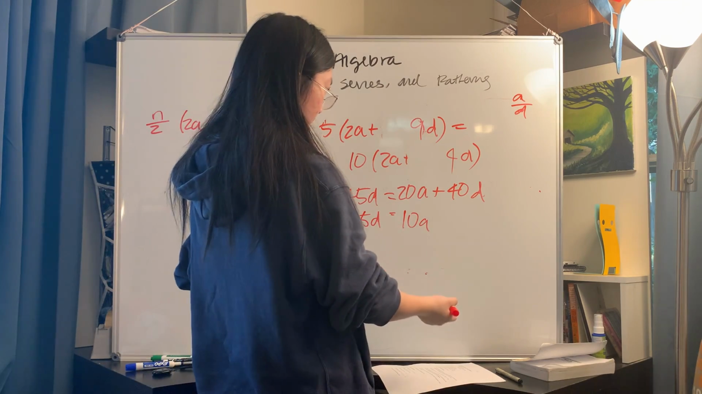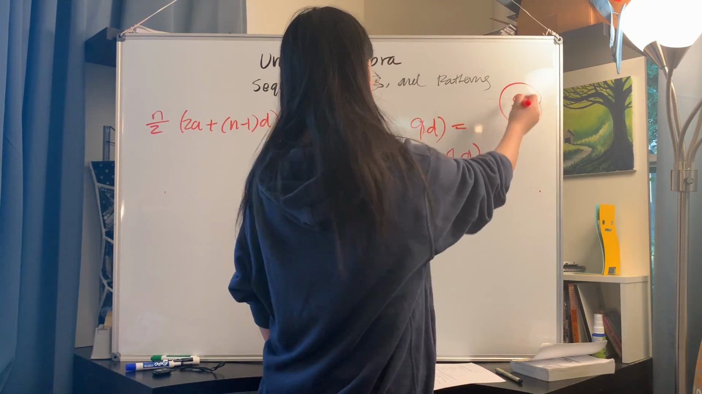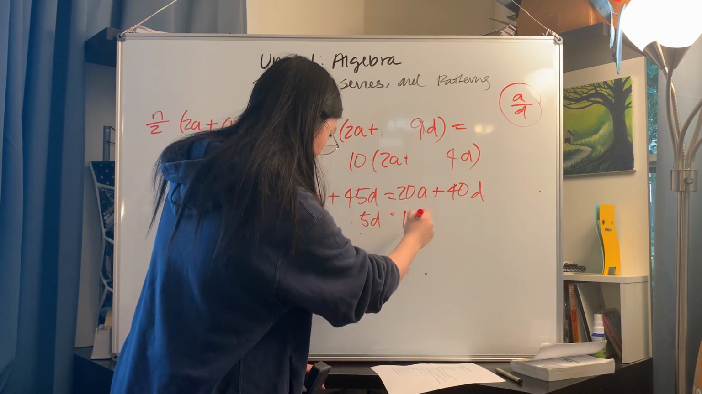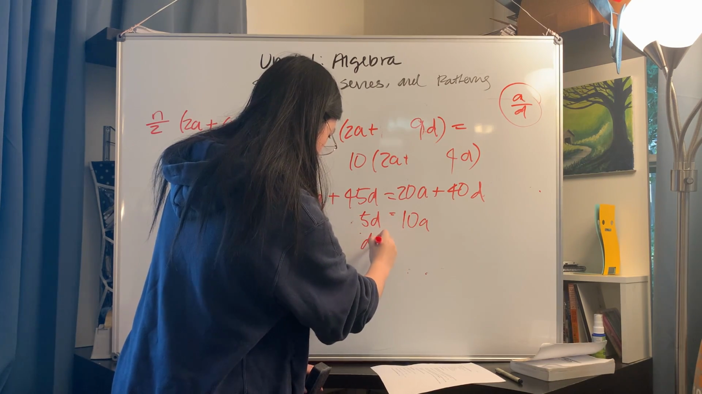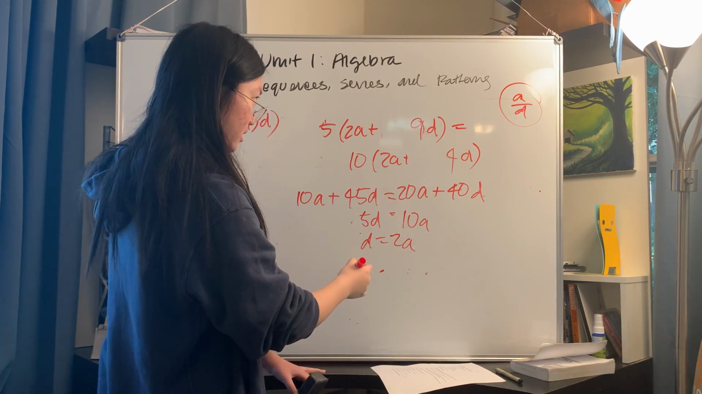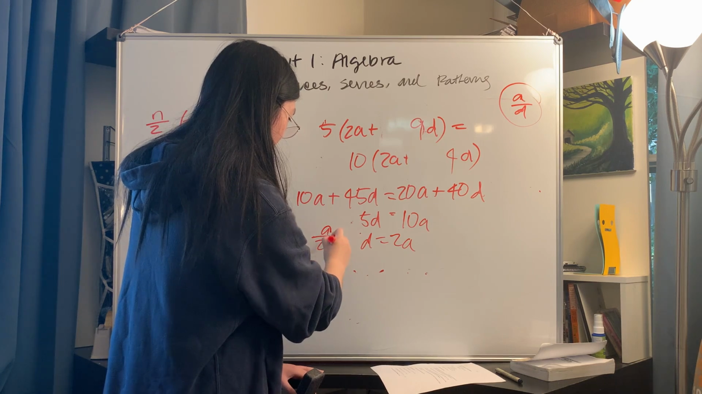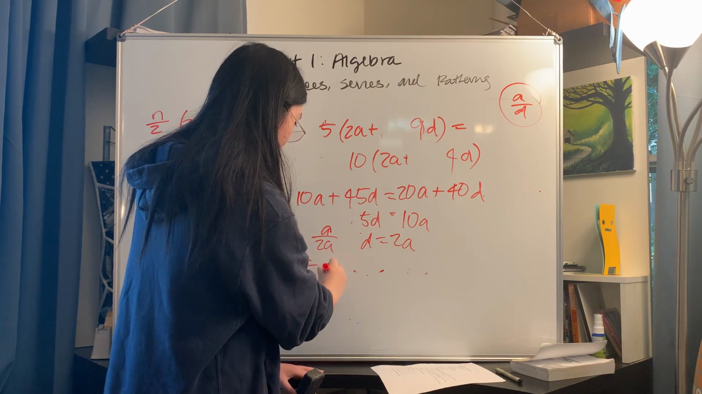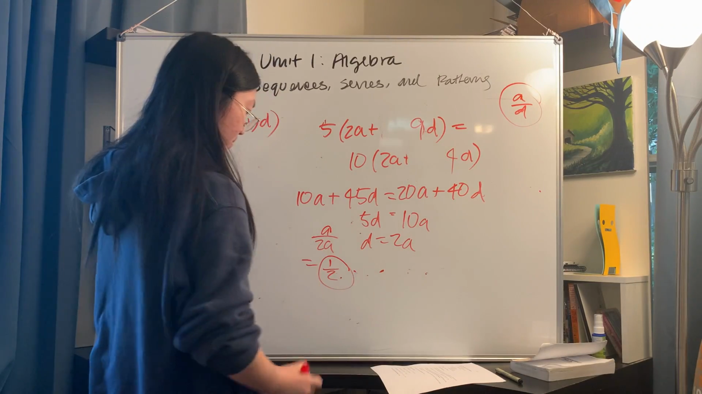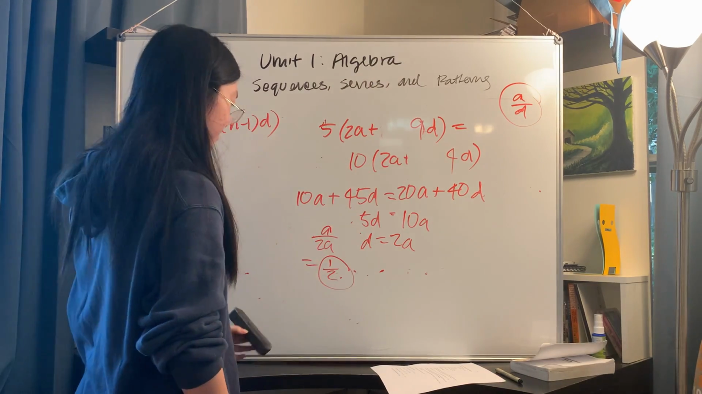And remember, we want this to be a ratio. And we can also put ratios in fraction form, like a divided by d. But we can also write, divided by 5 on both sides, d is equal to 2a, or a divided by 2a is equal to 1/2. Yeah, that's the ratio of the first term to the common difference, 1/2.